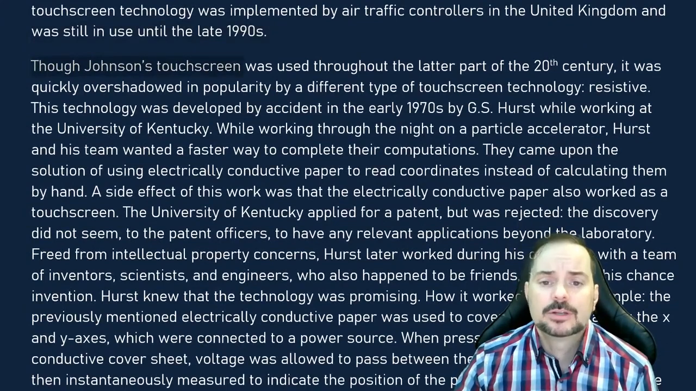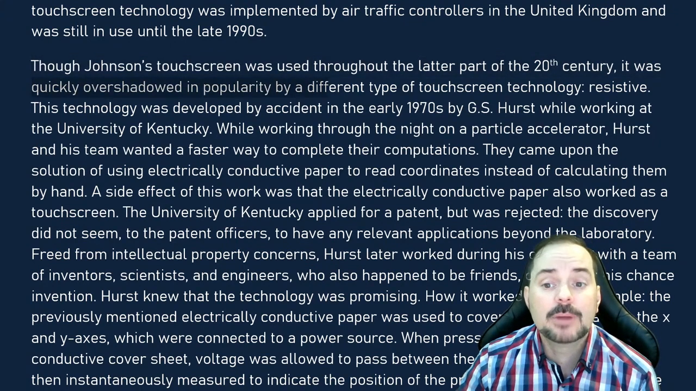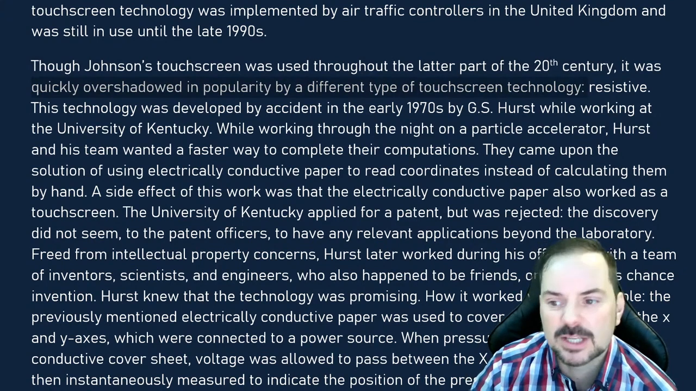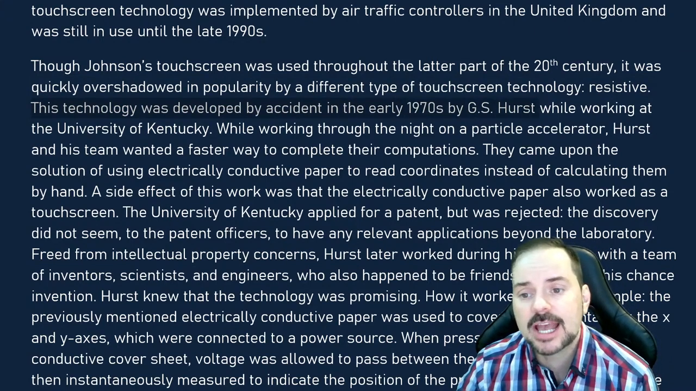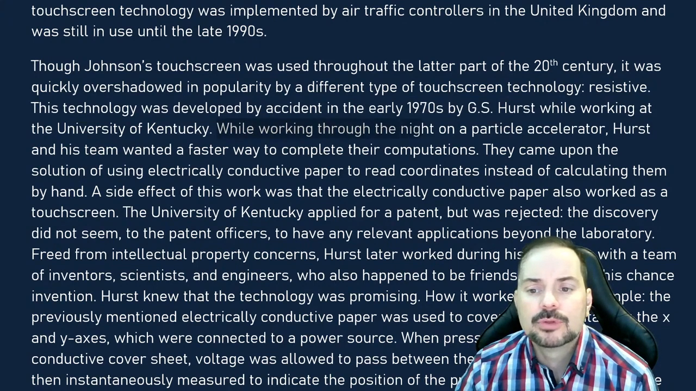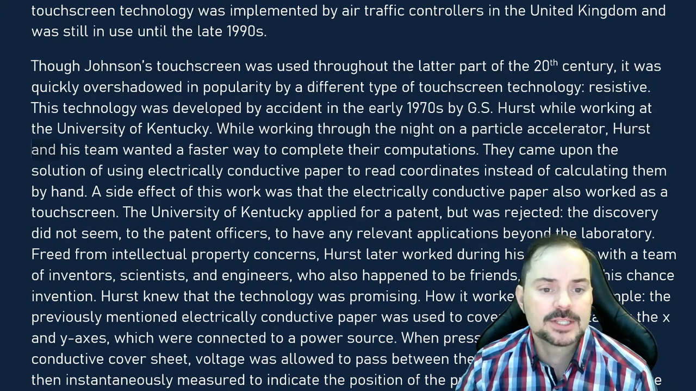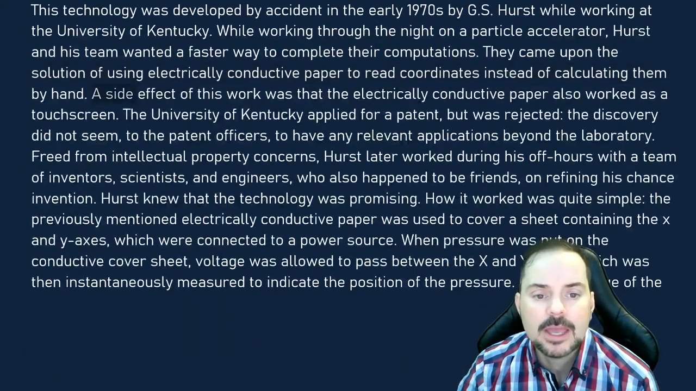Though Johnson's touchscreen was used throughout the latter part of the 20th century, it was quickly overshadowed in popularity by a different type of touchscreen technology, resistive. This technology was developed by accident in the early 1970s by G.S. Hurst while working at the University of Kentucky. While working through the night on a particle accelerator, Hurst and his team wanted a faster way to complete their computations. They came upon the solution of using electrically conductive paper to read coordinates instead of calculating them by hand. A side effect of this work was that the electrically conductive paper also worked as a touchscreen.